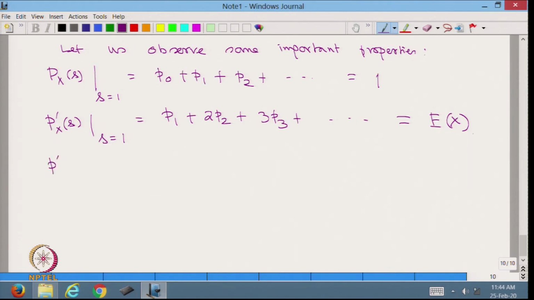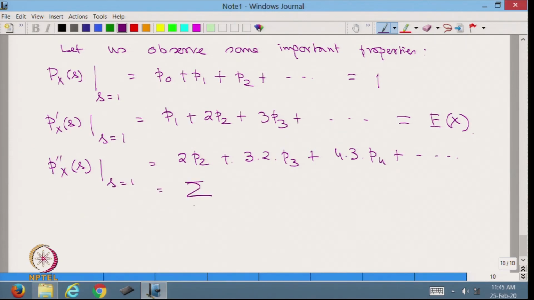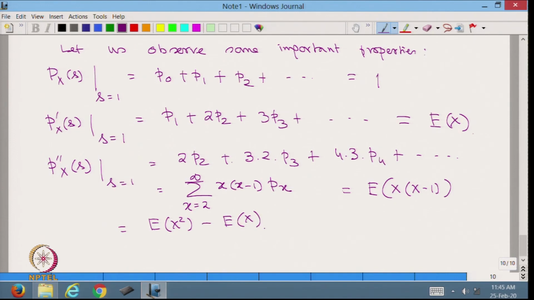Similarly, P double prime X at s equal to 1 is equal to 2 p2 plus 3 into 2 into p3 plus 4 into 3 into p4, like that, which is equal to sigma x from 2 to infinity of x into x minus 1 into p(x), which is equal to the expected value of x into x minus 1, which is equal to the expected value of x square minus the expected value of x.